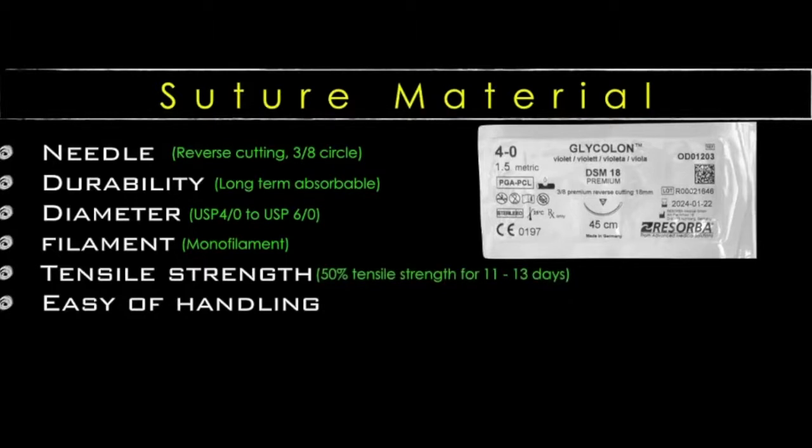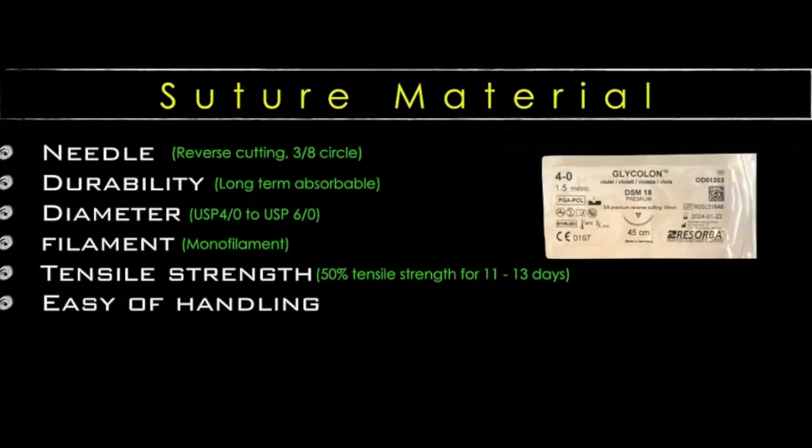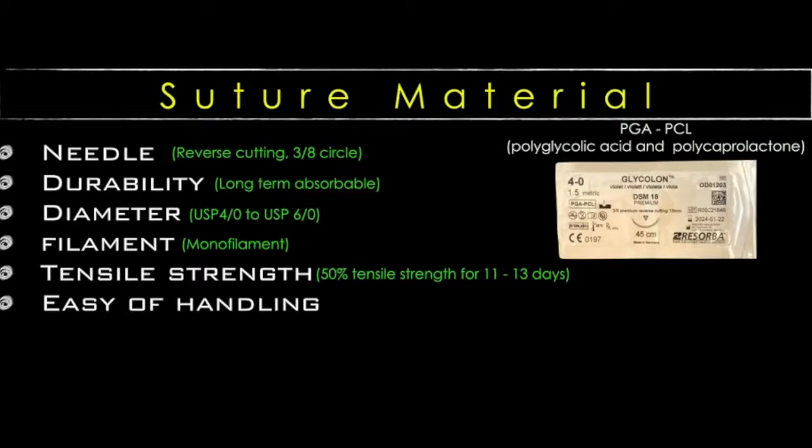Tensile strength, as I mentioned before, we want that tension to stay there for about 14 days. So at least something that will maintain at least 50% of the strength for a time of 11 to 13 days. And of course, a suture that's easy to handle. Our suture of choice for most of the implant procedure is going to be a polyglycolic acid and polycaprolactam acid, which is a suture very similar to nylon, but the difference is that this suture is going to dissolve inside the patient's mouth if we leave it there for at least 6 weeks.